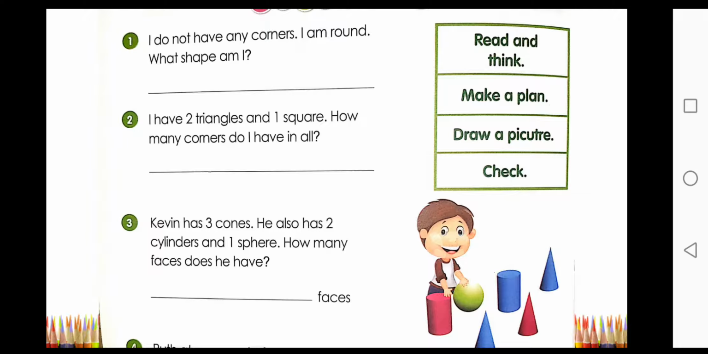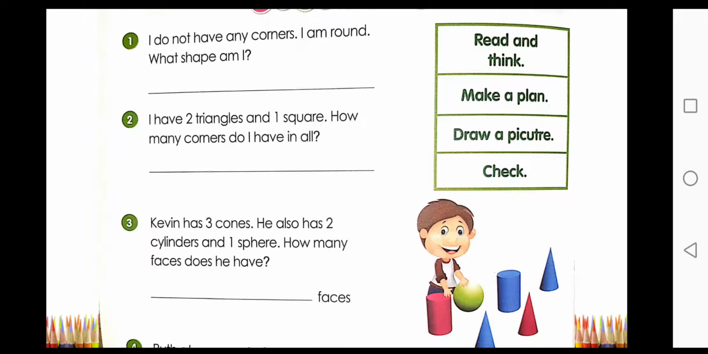Now, let's start with the cones. One cone has how many faces? A cone has 2 faces. So each one of these cones has 2 faces and I have 3. So the cones have 6 faces. Good.